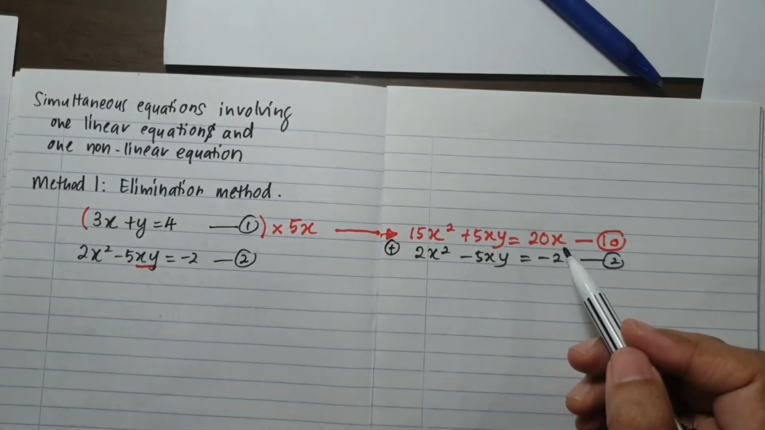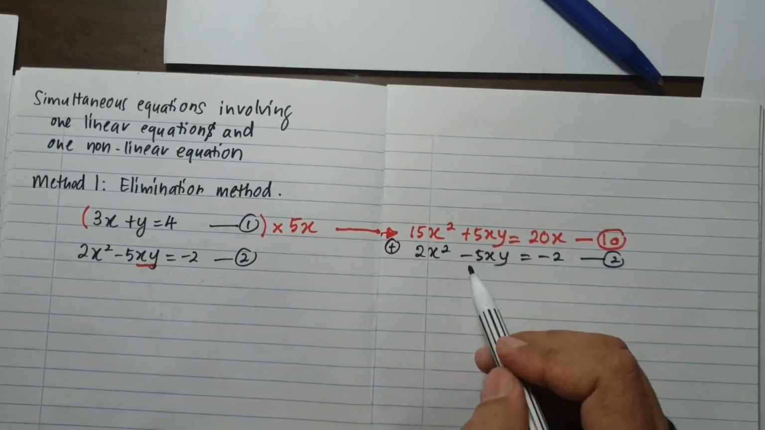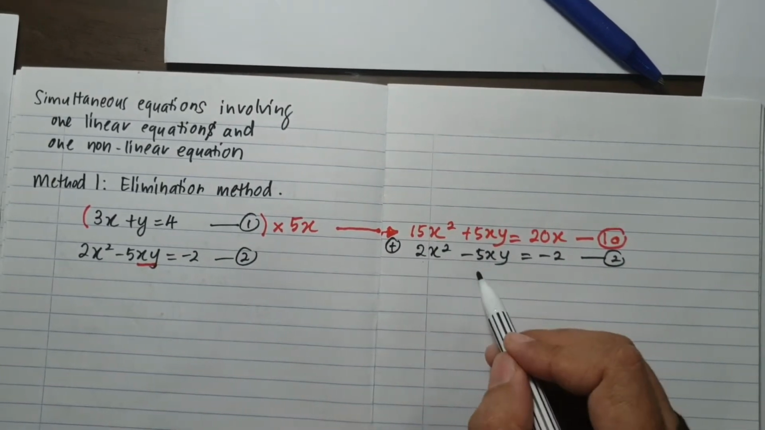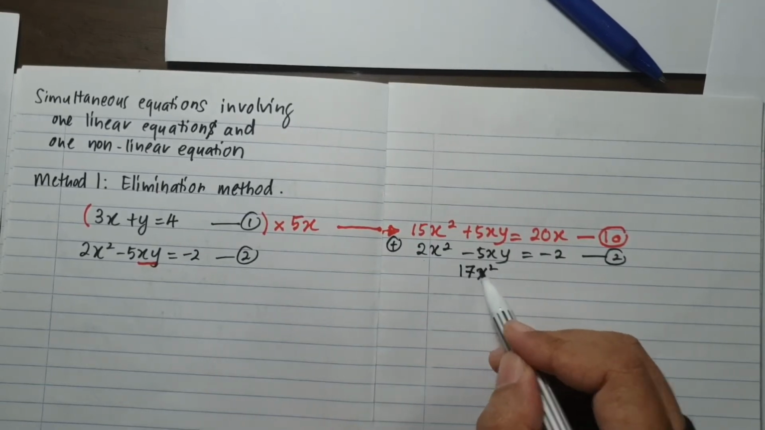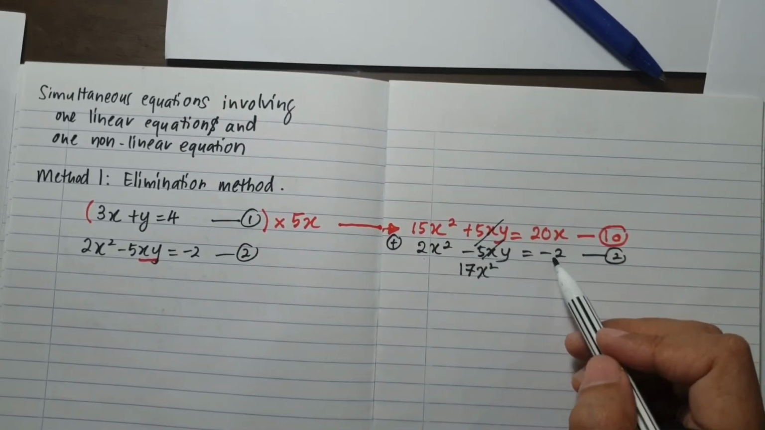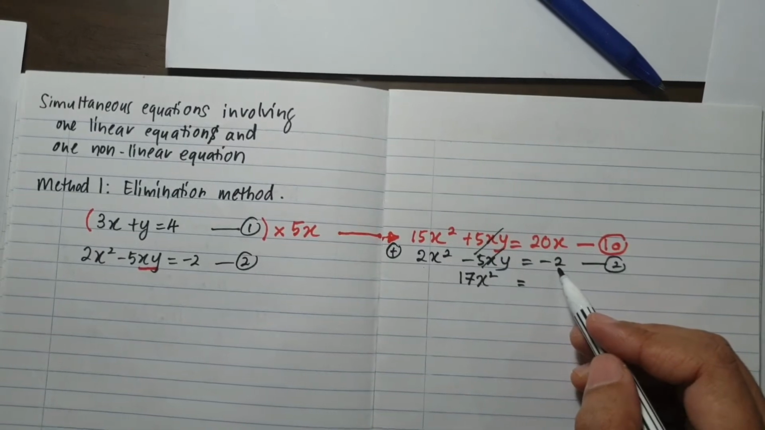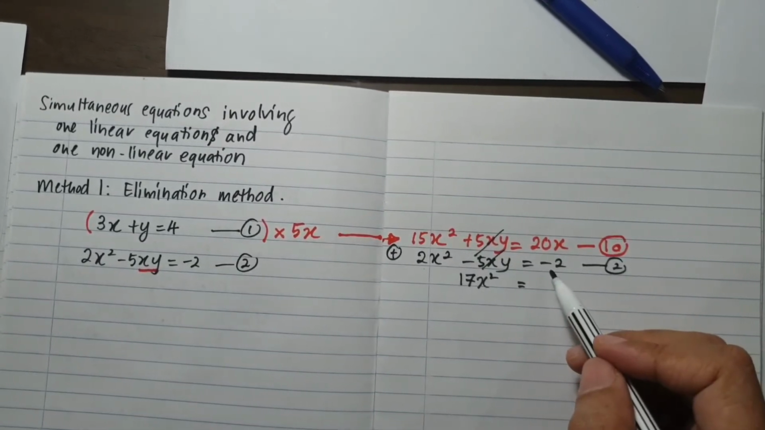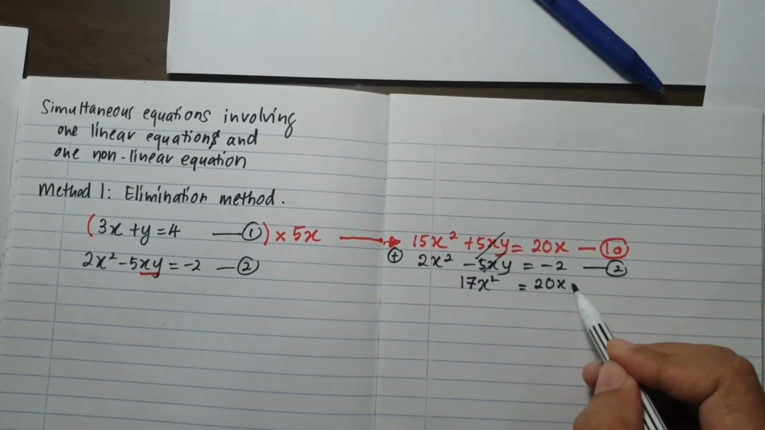Okay, after you add, this one becomes 17. The x squared coefficient there is 15 plus 2, so the coefficient is 17. This one can cancel. So 20 plus negative 2 becomes 20x minus 2. Positive and negative is negative. You cannot write 18x, it's wrong. So it is 20x minus 2.